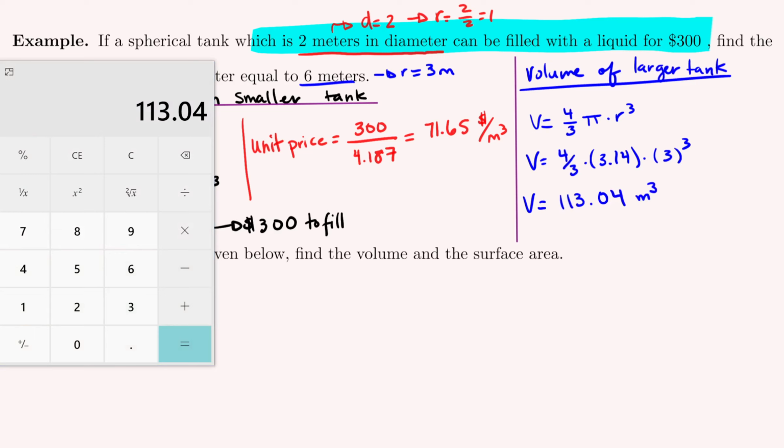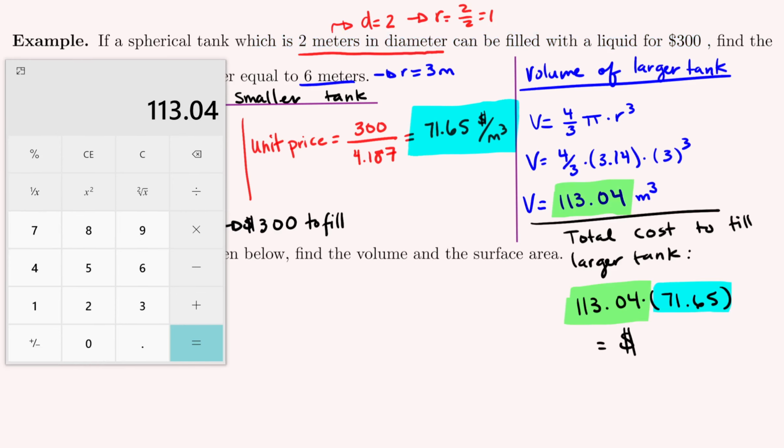So that's the amount of material it would take to fill up the larger tank, but we know each meter cubed of material costs $71.65. So to find the total cost of the larger tank, we take the amount of material it would take times the unit cost of the material. So our final answer can be found to be the amount of material times the cost per meter cube of material, and we get an overall cost of $8,099.03. So let's round that to 2 decimal places. And we get a total cost of $8,099.32.